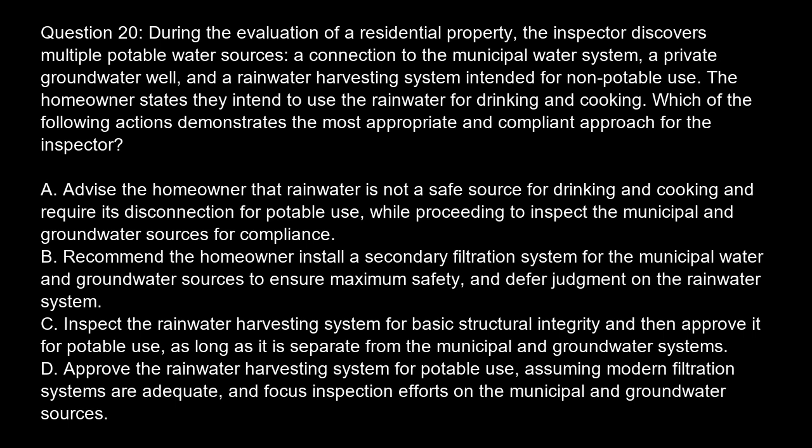Option C. Inspect the rainwater harvesting system for basic structural integrity and then approve it for potable use, as long as it is separate from the municipal and groundwater systems. Option D. Approve the rainwater harvesting system for potable use, assuming modern filtration systems are adequate, and focus inspection efforts on the municipal and groundwater sources.